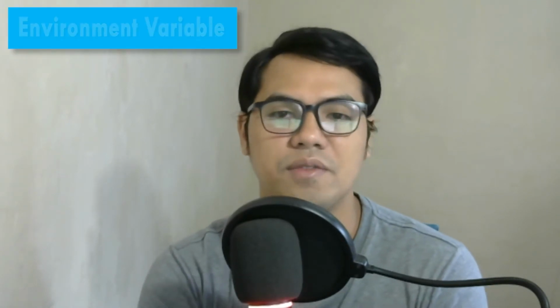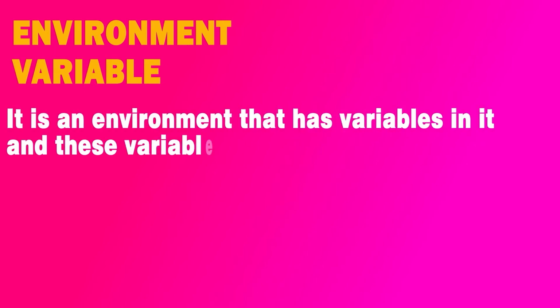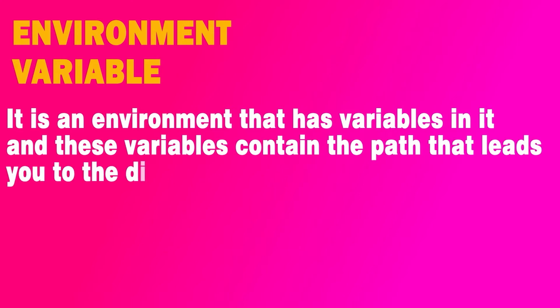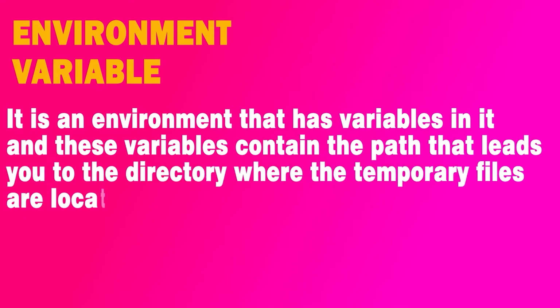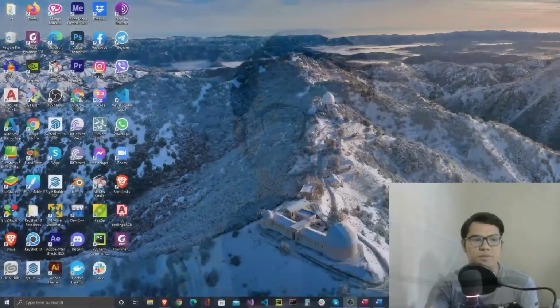Before making a code, we must also prepare our environment variables first. We will create environment variables so we can compile our code. From the word environment, it is an environment that has variables inside of it, and these variables contain the path that leads you to the directory where the temporary files are located. So, how can we create an environment variable? I will teach you how to create an environment variable.